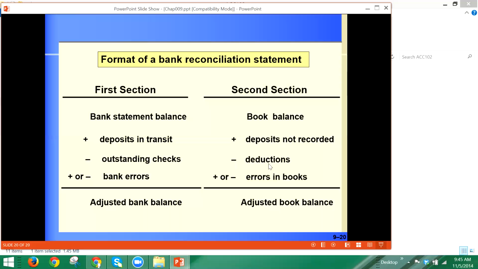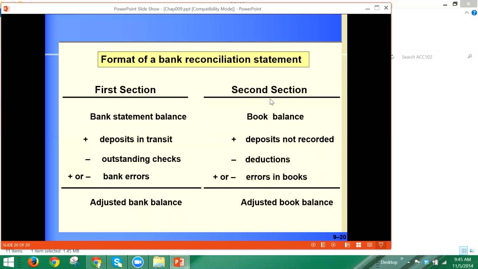Deductions. Deductions for banks would be service charges, NSF fees, non-sufficient funds fees, and you may have some interest expense that they take from you, or some other bank service fees that they take. So the deductions usually are bank fees, and you will find those on the bank statement. So plus or minus errors in the books.